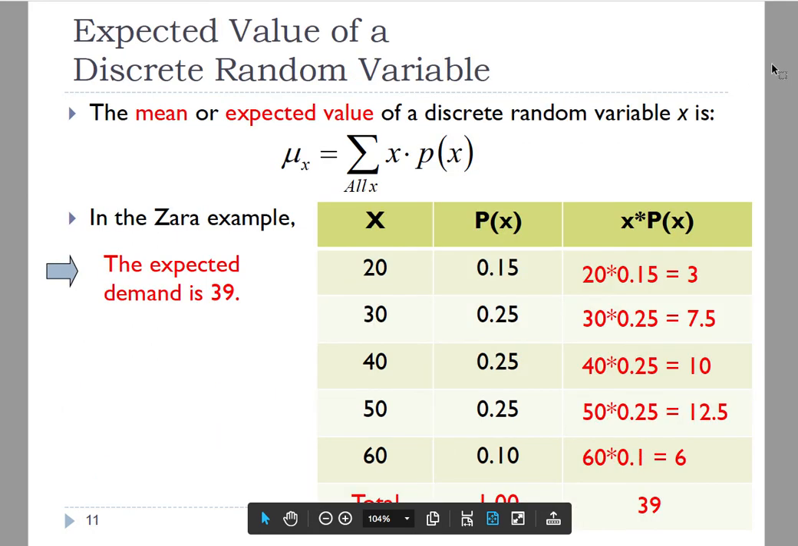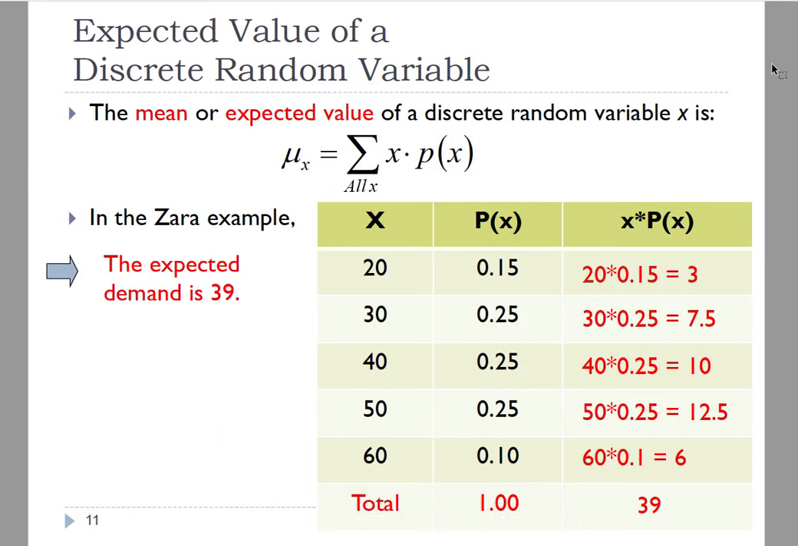All right, now I want to talk about the expected value of a discrete random variable. So the mean or the expected value of a discrete random variable x is mu of x equals the summation over all x of x times the probability of x. So in the Zara example, what we're going to find out is that the expected demand is going to be 39.